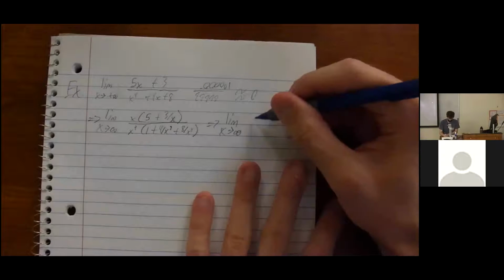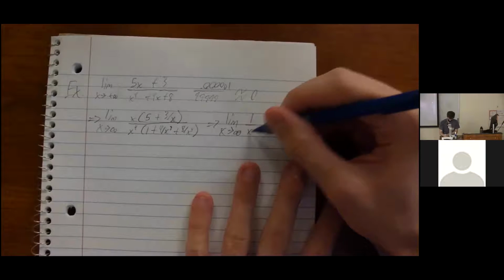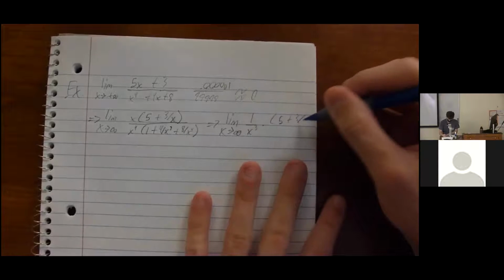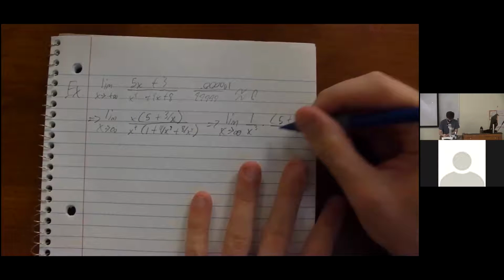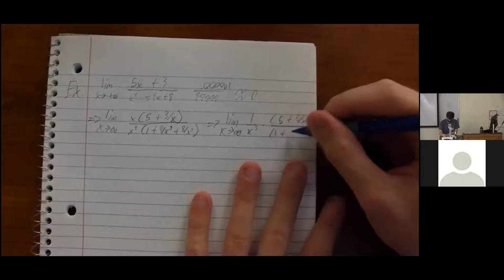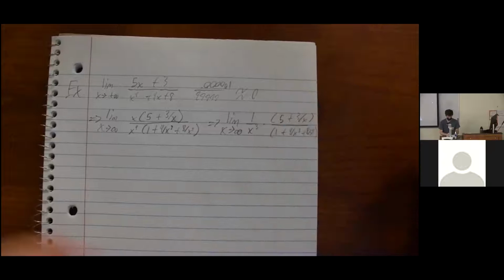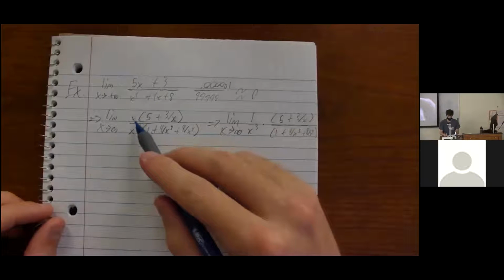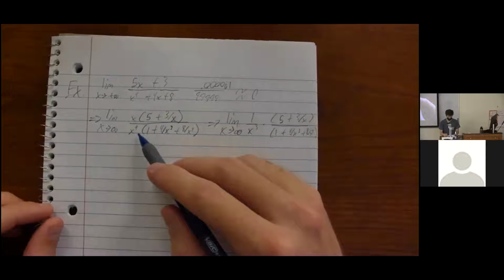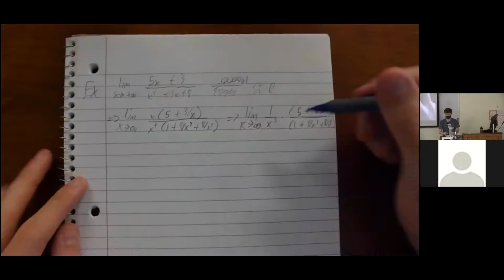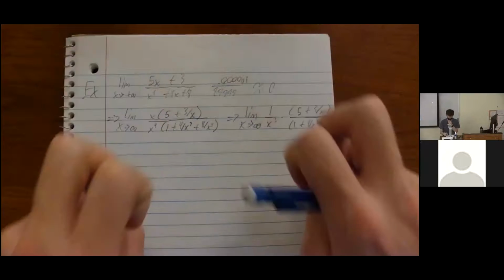And so what you have here is you simplify it a little bit. 5 plus 3 over x, over 1 plus 4 over x cubed plus 8 over x to the 4th. Right? So I took this x and x to the 4th and simplified it to 1 over x cubed. And from here you can pretty much plug in your infinity sign.